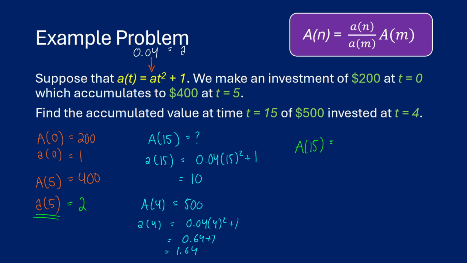We can just use the formula above. Big A of 15 is going to be little a of 15 divided by little a of 4, multiplied by big A of 4. If we put in our values, this is 10 divided by 1.64 multiplied by 500. This is the same thing as 5,000 divided by 1.64, which gives us approximately $3,048.78. So if we invest $500 at t equals 4 with our accumulation function, we're going to have roughly $3,050 at time 15.